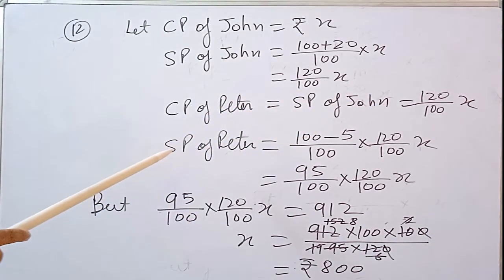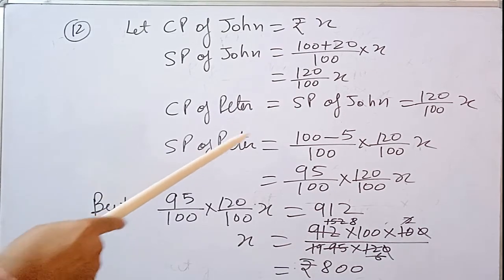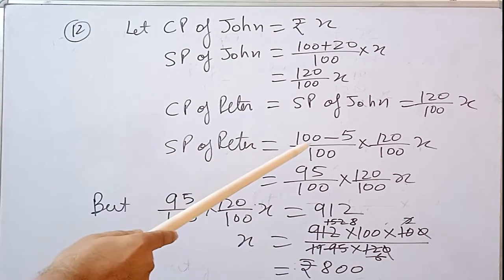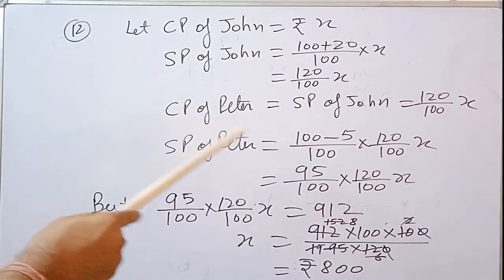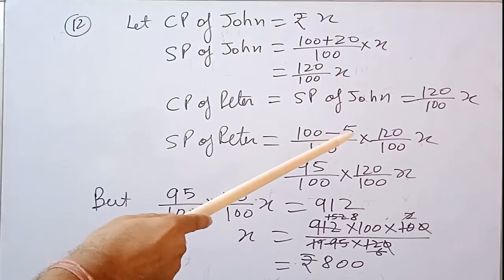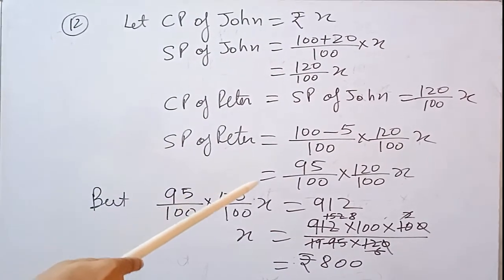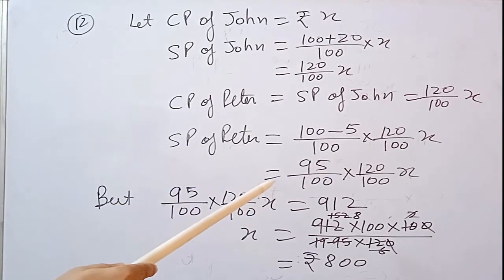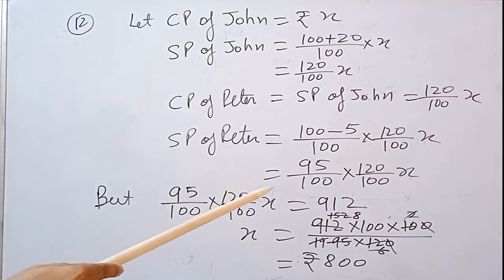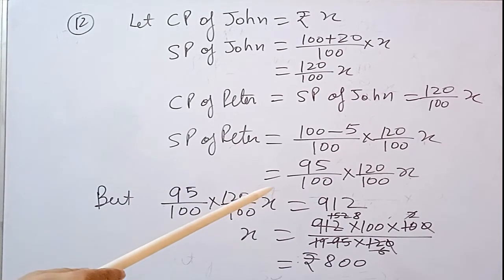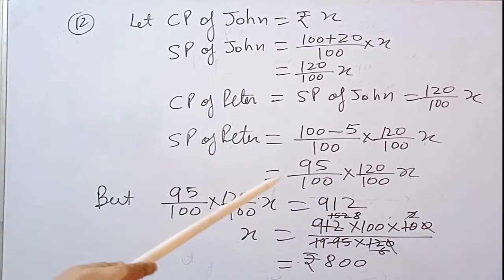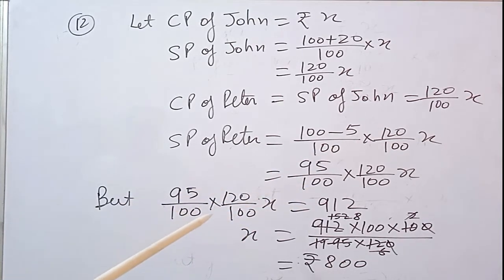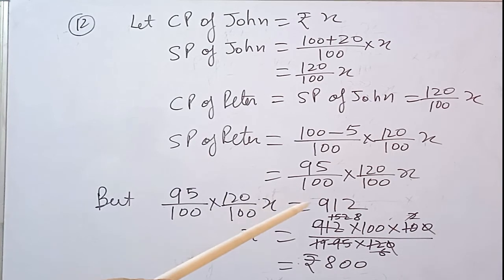Now Peter sold this article to Mohan at 5% loss. So selling price of Peter equal to (100 minus 5) upon 100 into the CP. CP for Peter is 120 upon 100 X. So selling price of Peter equal to 95 upon 100 into 120 upon 100 X. But Peter sold it to Mohan, and it is given that Mohan paid Peter 912. That means selling price of Peter equal to 912. Now equate: 95 upon 100 into 120 upon 100 X is 912.